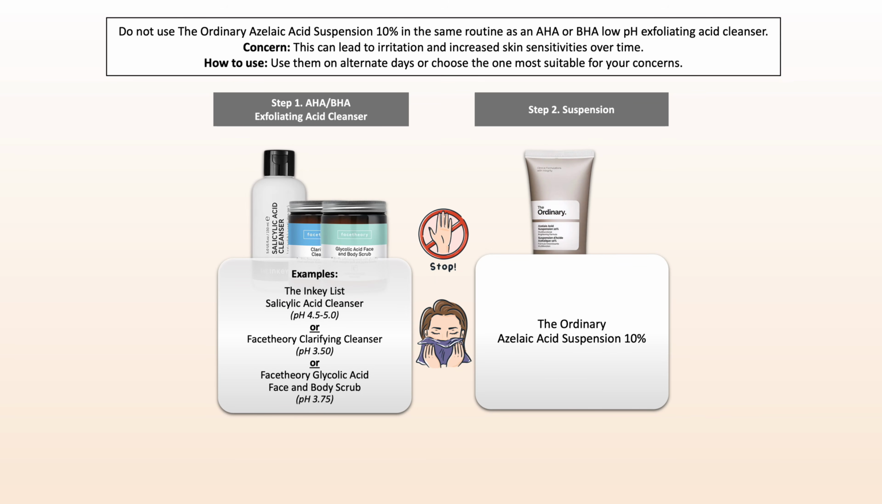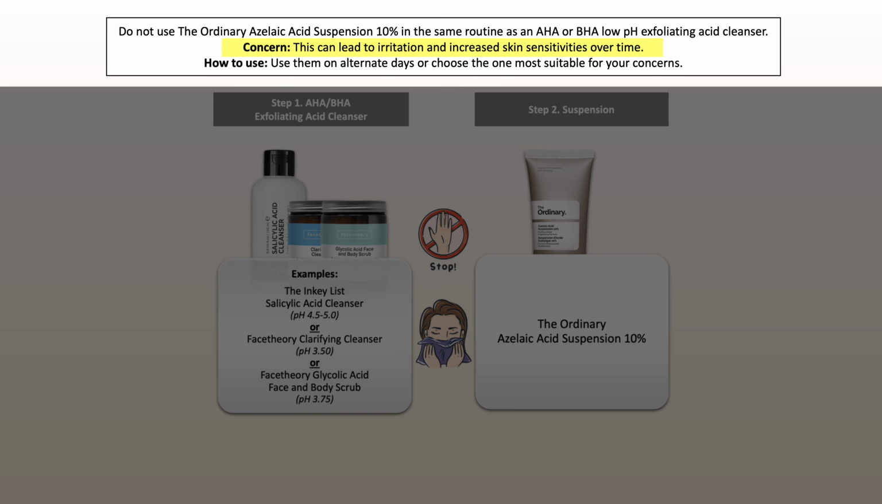Now at the top, you can see what the conflict is. So in this example with AHA and BHA cleansers, it would be that it may cause irritation or sensitivities, as this combination can be quite potent, especially when used over longer periods. And then we also have a sentence on how to recommend using the products in case you have multiple of them at home. So in this case, it would be using them on alternate days.